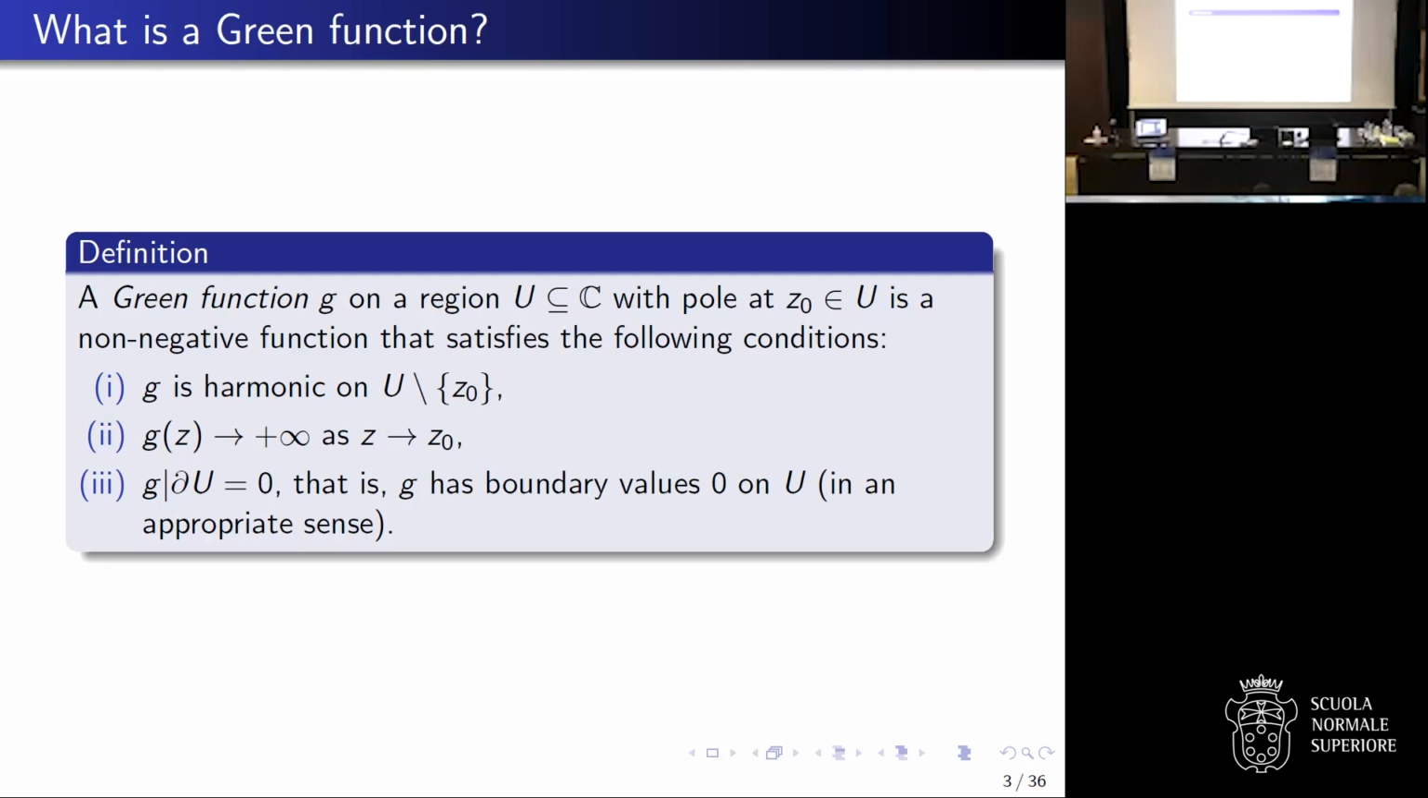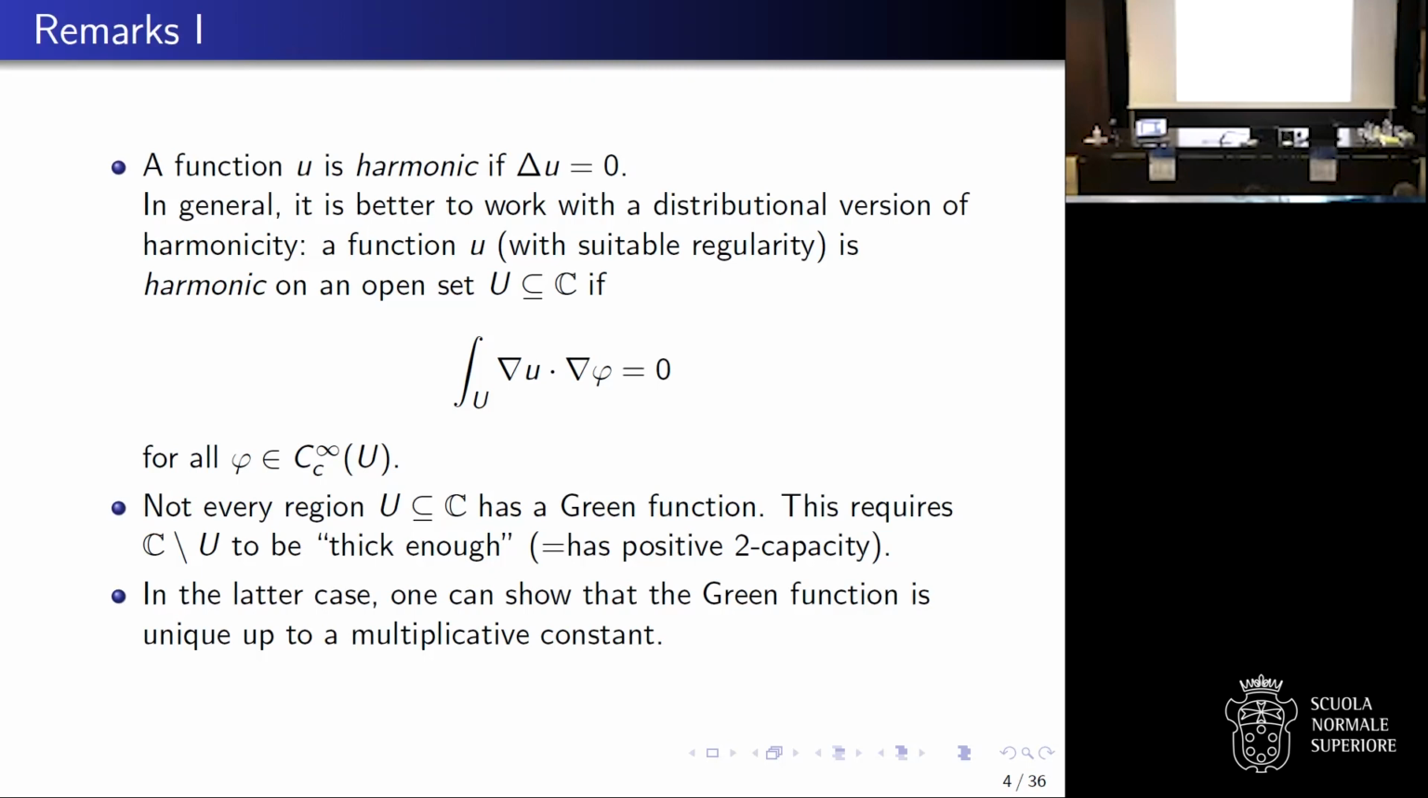And I will not discuss this further today because I want to brush these kind of technicalities under the carpet. Right, so as I just said, harmonicity, of course, just means that the Laplacian vanishes. But in a moment, we want to make sense of these things in a more general metric space setting. And there, of course, it's impossible to talk about second order derivatives. So in order to make sense of this, we have to somehow translate this into the distributional version.